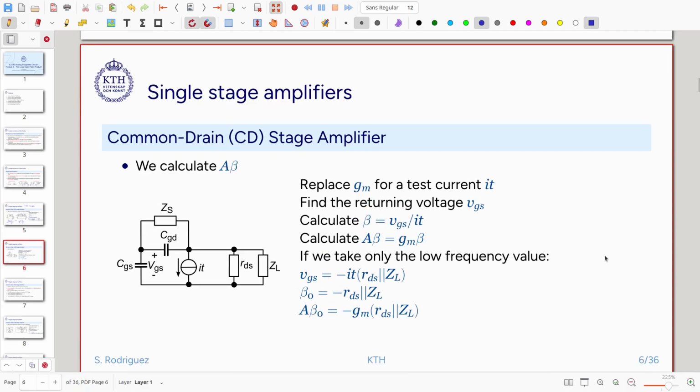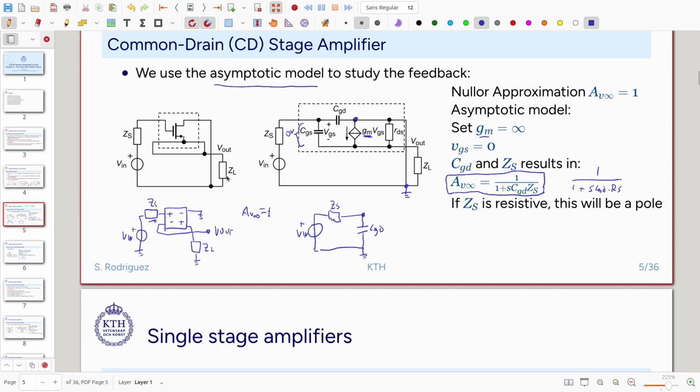Now we have done the calculation of the asymptotic gain. Now let's take a look at the loop gain. To calculate the loop gain, I'm going to follow the next steps. So we have our small signal model here. What I'm going to do now is replace this part here, that is the gain part.